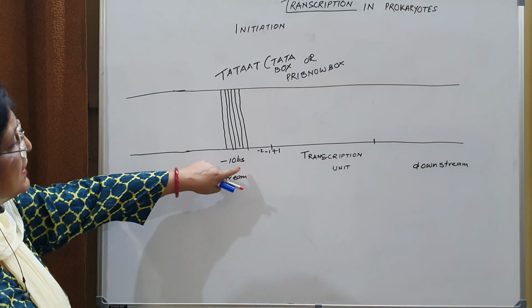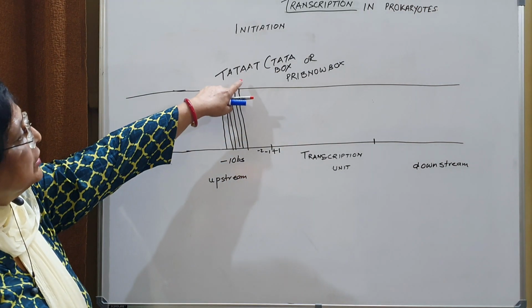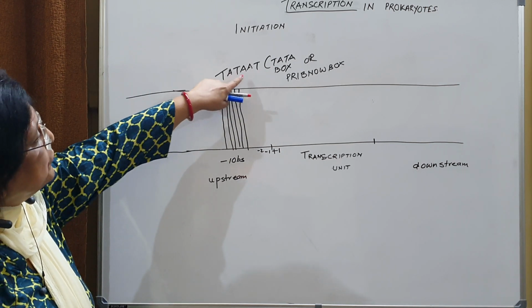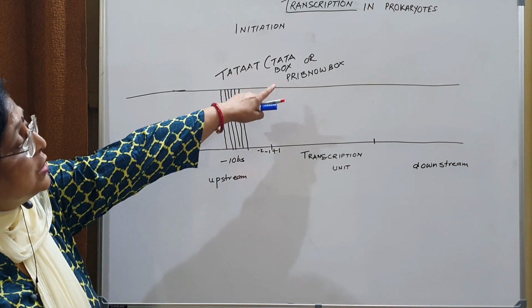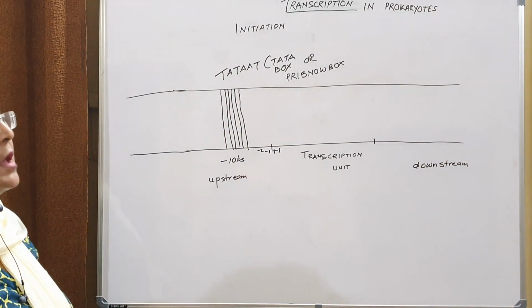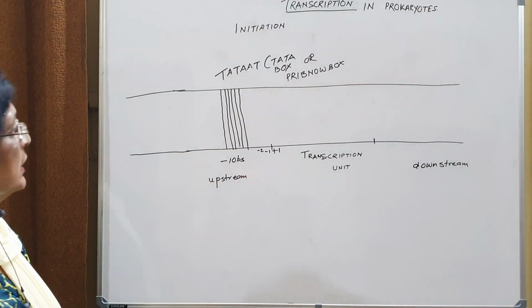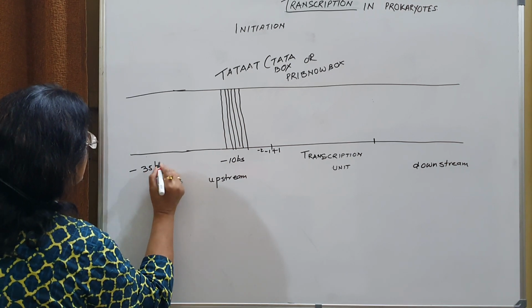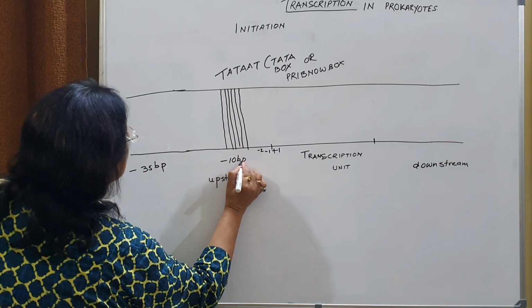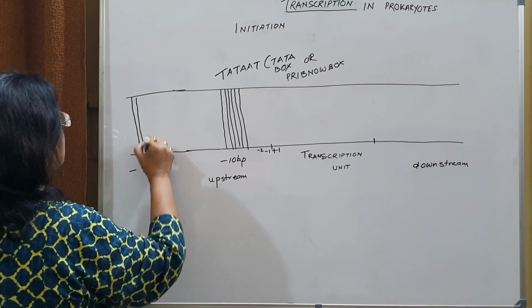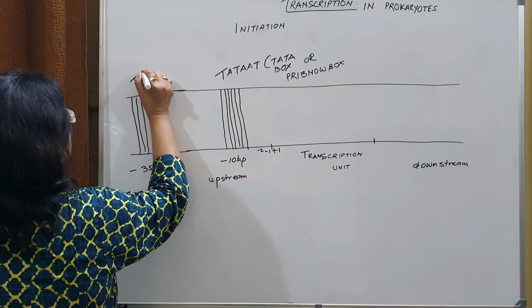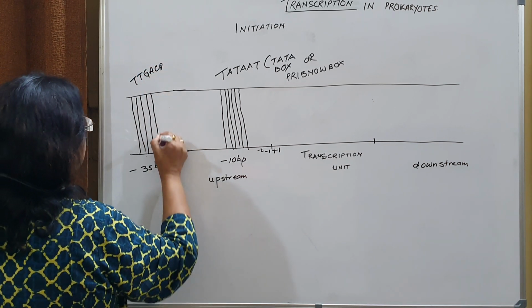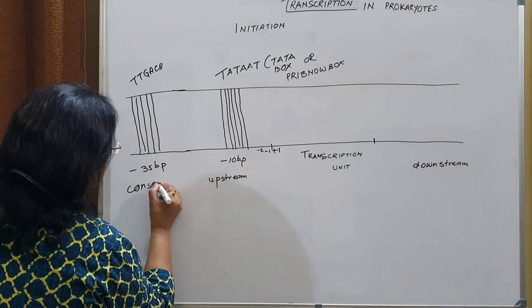So at -10 base pair, we find the promoter which is known as the Tata box, having the sequence of bases in this form, and we also know it as the Pribnow box after the name of the discoverer. At -35 base pair, we find another sequence which has TTGACA. This is the consensus sequence.